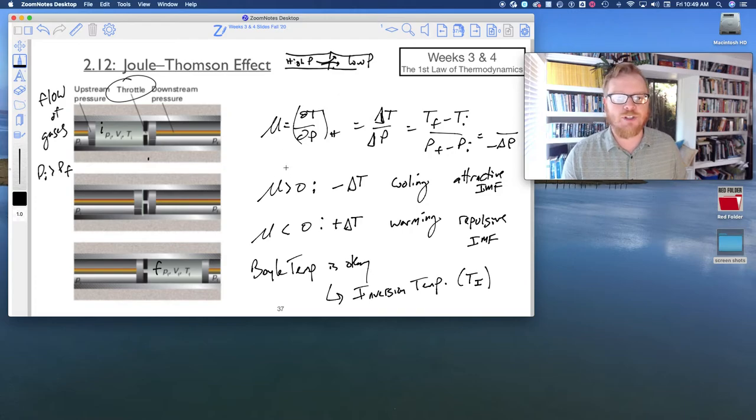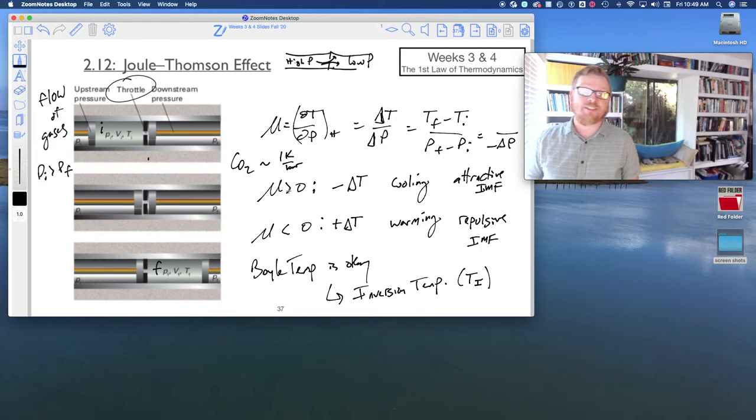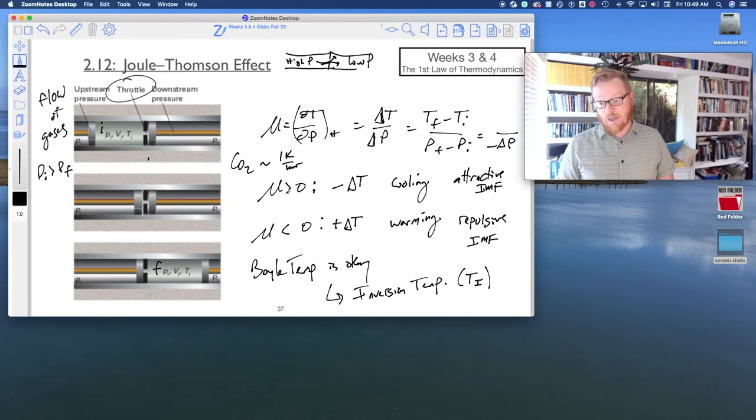Okay, so the mu for CO2 is roughly 1 Kelvin per bar. Right, it's delta T over delta P, so the units are Kelvin per bar. What that means is for every bar that a sample of CO2 is expanded, it cools by 1 Kelvin. So consider now an old school fire extinguisher that actually has CO2 in it, not the dry, powdery stuff, but an actual old school carbon dioxide fire extinguisher.